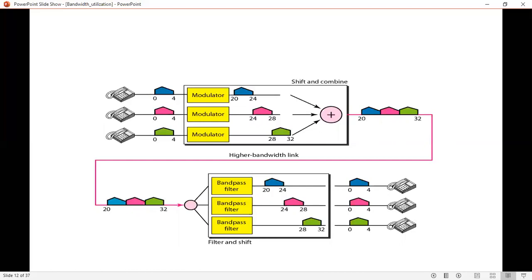It reaches the receiver, where you filter and shift. The band pass filters separate the voice channels, that is 20 to 24, 24 to 28, 28 to 32, and in your output lines you have each of these analog signals, which occupies 4 kilohertz. Each output line has its data stream.